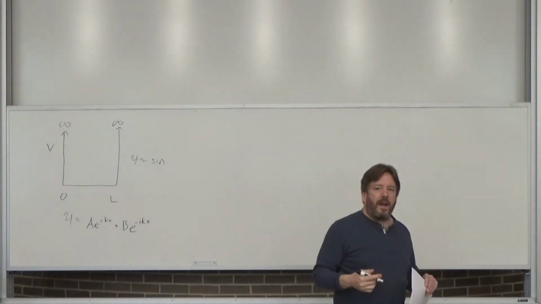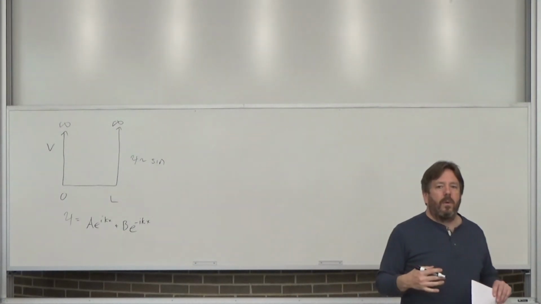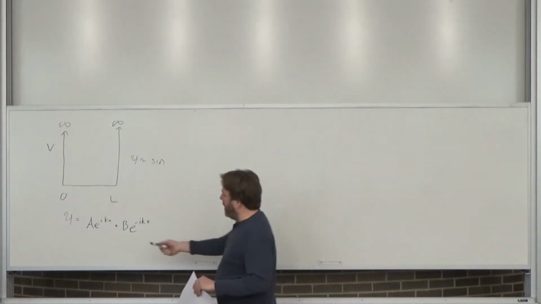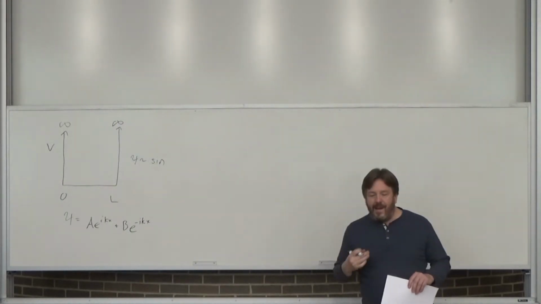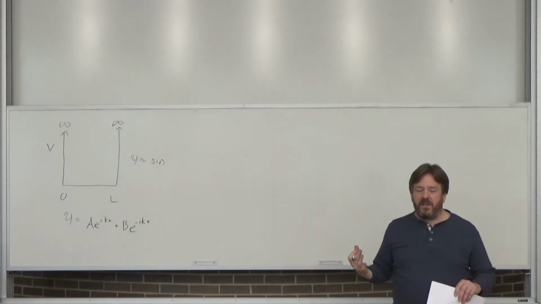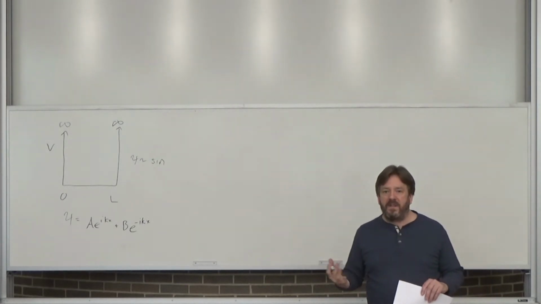So now I know it's a sine wave, and that means that A is equal to minus B. That's how you know that. All right, now I need to have the innards of the function. I need to know sine kx, but what's k?